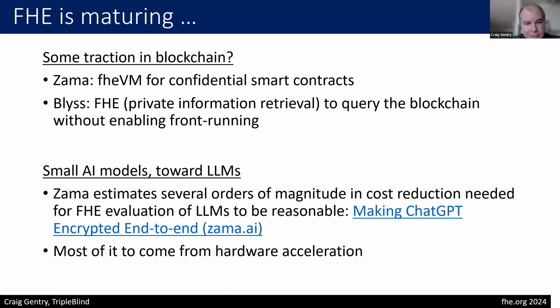In terms of AI, progress is slower, for obvious performance reasons. Zama has an interesting blog post where they estimate many orders of magnitude of cost reduction are needed for FHE evaluation of LLMs to be reasonable from a cost perspective, for it to cost less than 1 cent per token, basically. And they think most of those orders of magnitude are going to come from hardware acceleration. Most of the algorithmic improvements are probably played out at this point, although some more will come, I guess. But a lot can come from hardware acceleration.